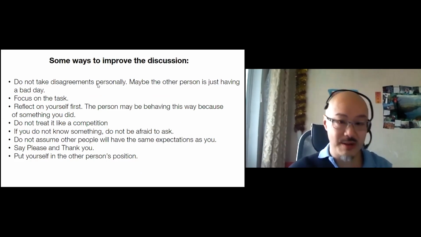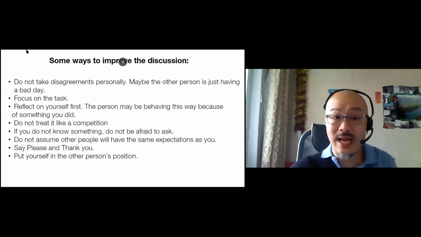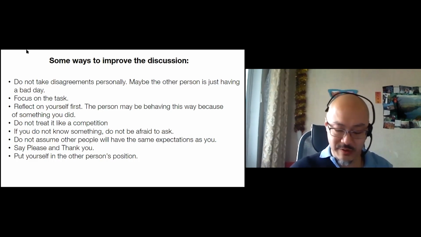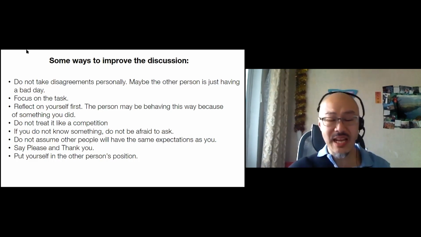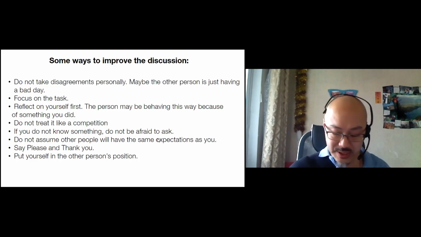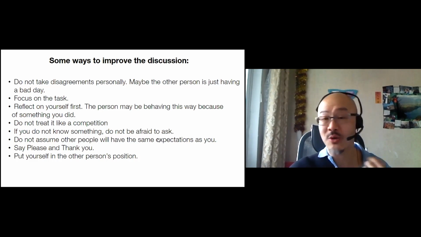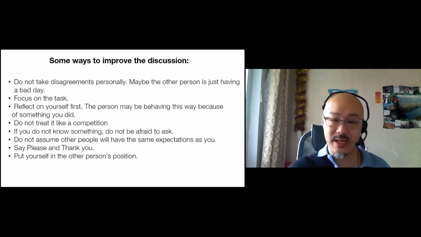Here are some ways to improve the discussion. And here again, please let me reiterate: these are my points, the things that work for me. First point, do not take disagreements personally. Even though the person you're talking to might be quite arrogant, argumentative, or rude, consider that maybe that person is just having a bad day.